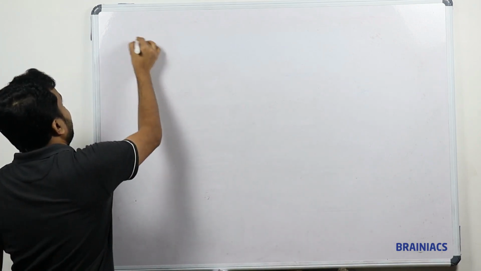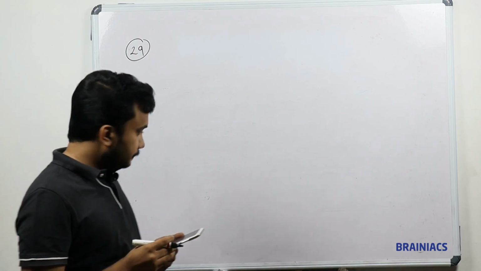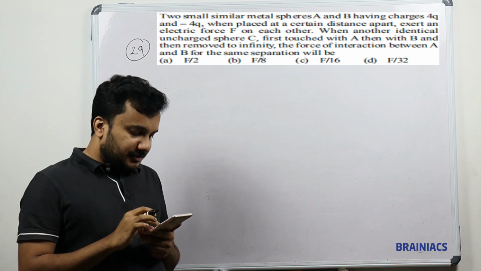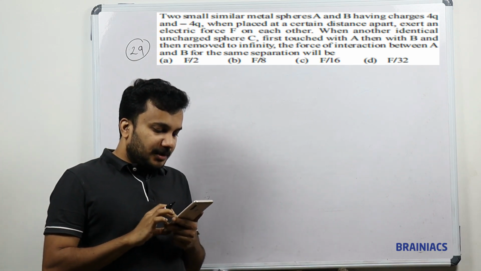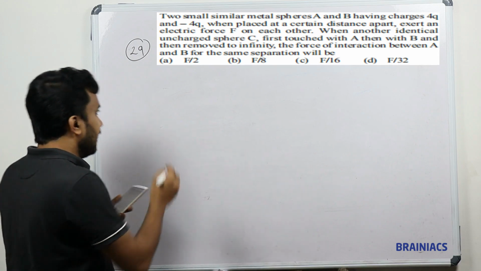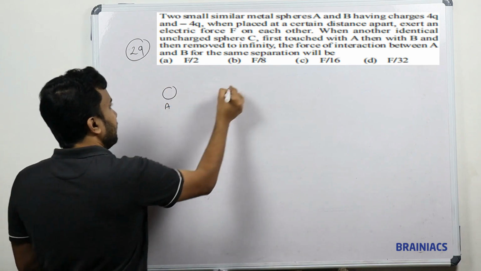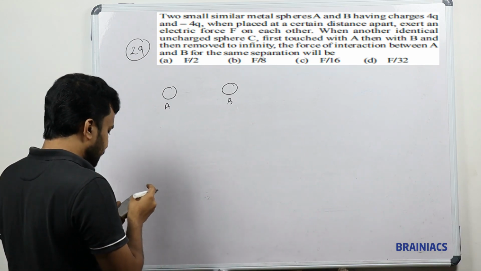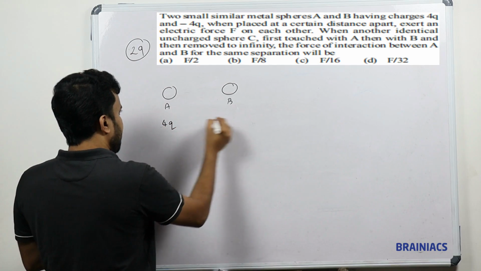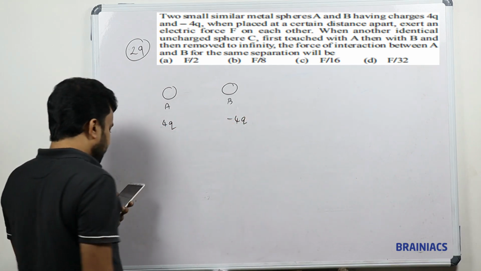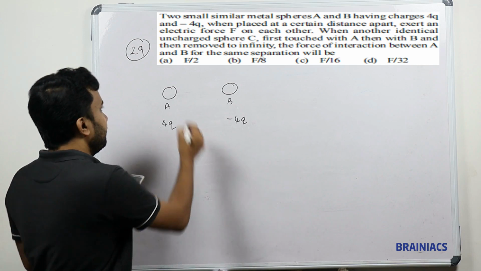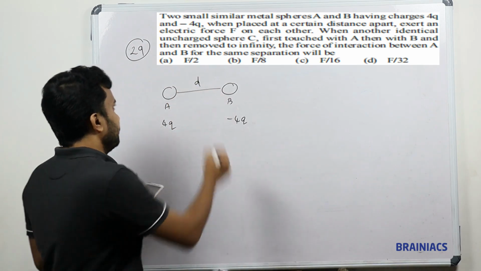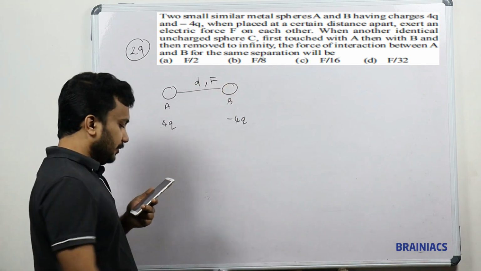Question number 29 is about two small metal spheres A and B having charges 4Q and minus 4Q, when placed at a certain distance apart, let me consider this distance as small d, exerting an electric force F. So this will give a force equal to F on each other.